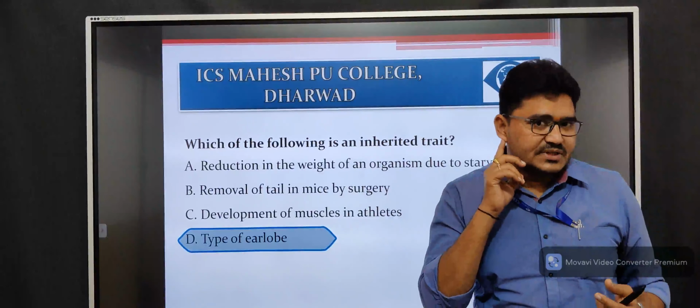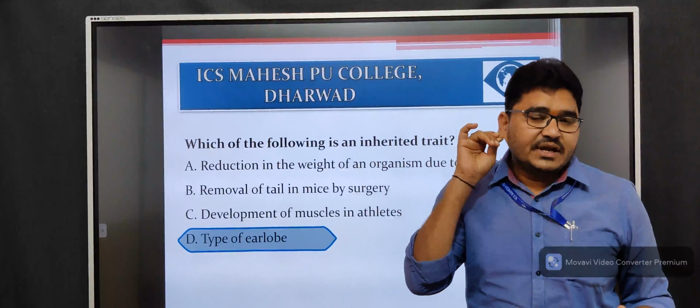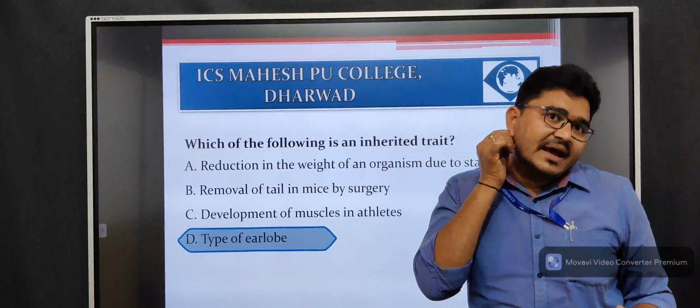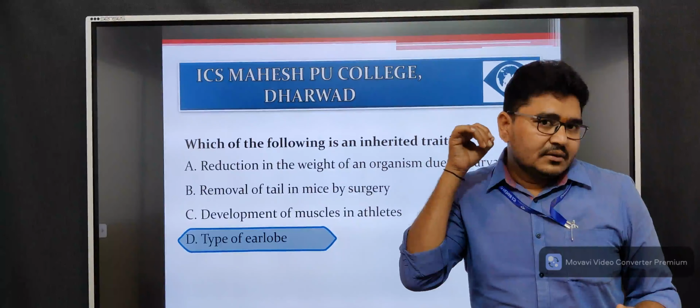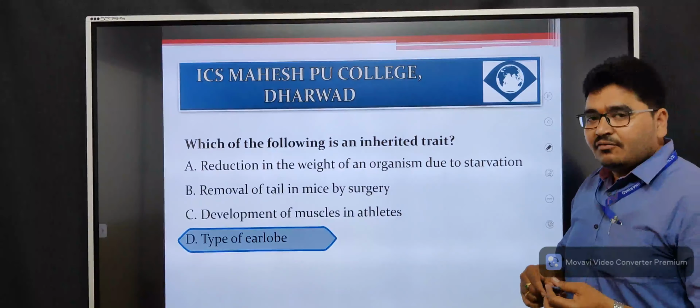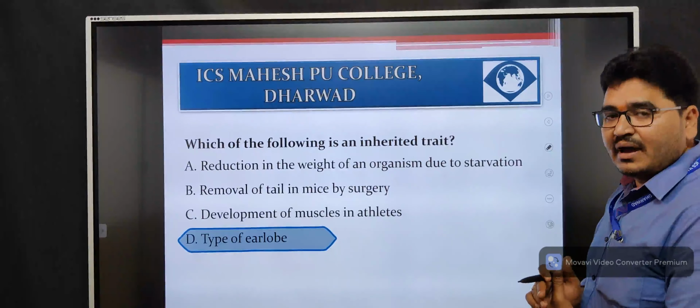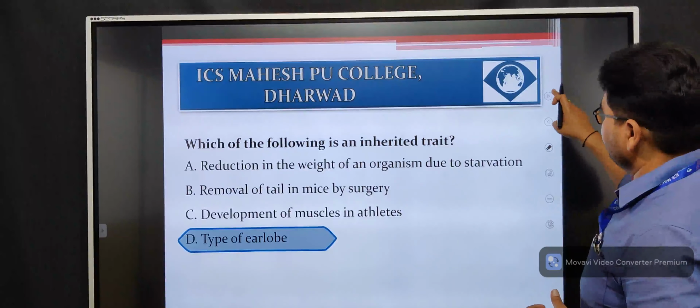Earlobes, we call this earlobes. So myself, what I am having is the free earlobe. For some individuals, this earlobe will be attached. It is not like what you are seeing here. So attached earlobe and free earlobe is a character that is inheritable from parents to offspring.